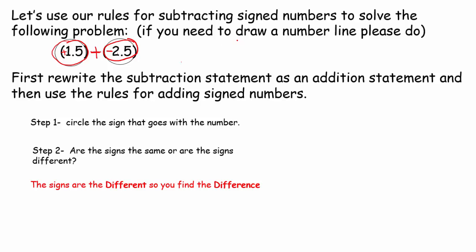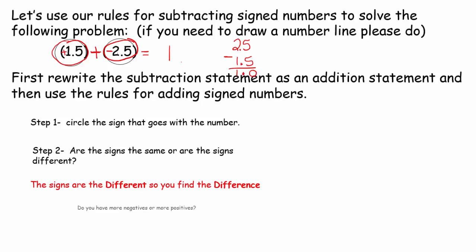So I just, off to the side, take the larger absolute value, which is my 2.5, and subtract off. The signs were different, that was positive, that was negative, so I have to find the difference. So it's 2.5 minus 1.5. 5 minus 5 is 0. 2 minus 1 is 1. So my answer is going to involve some sort of a 1, or 1.0 if you'd like.